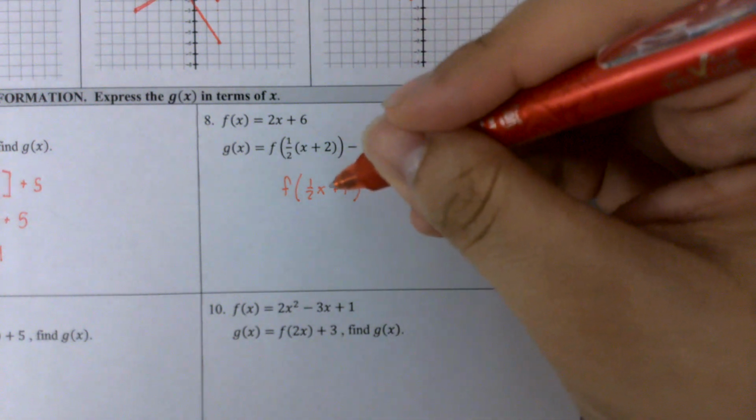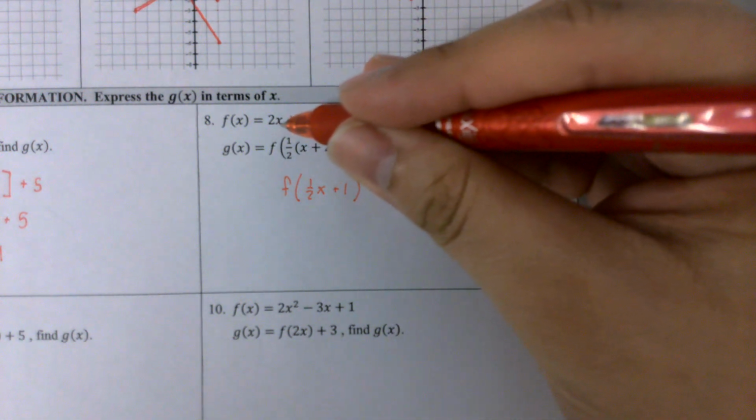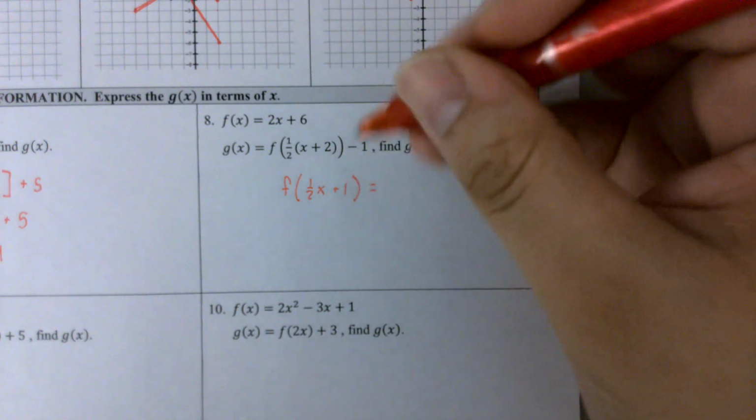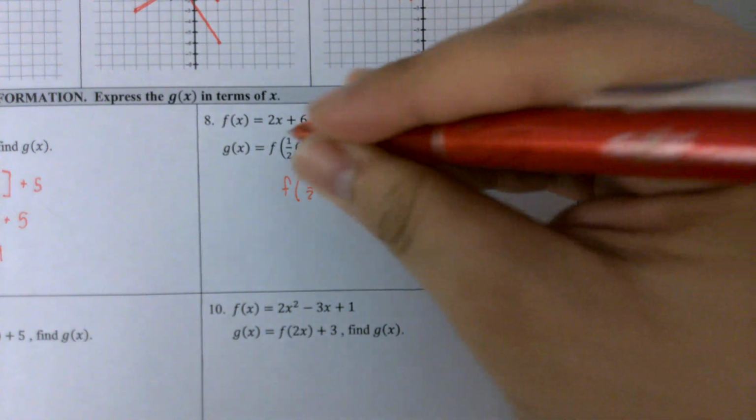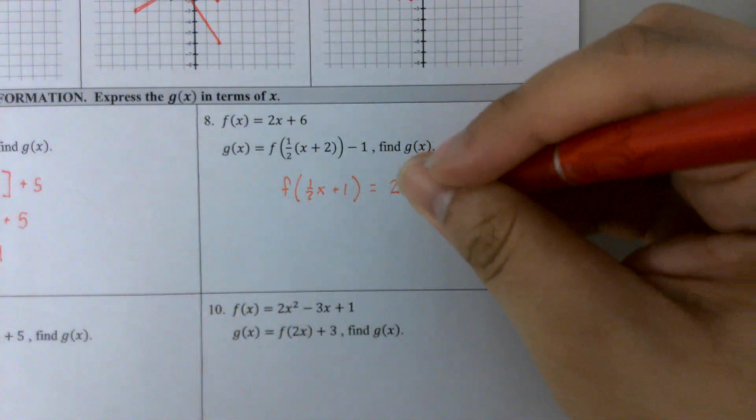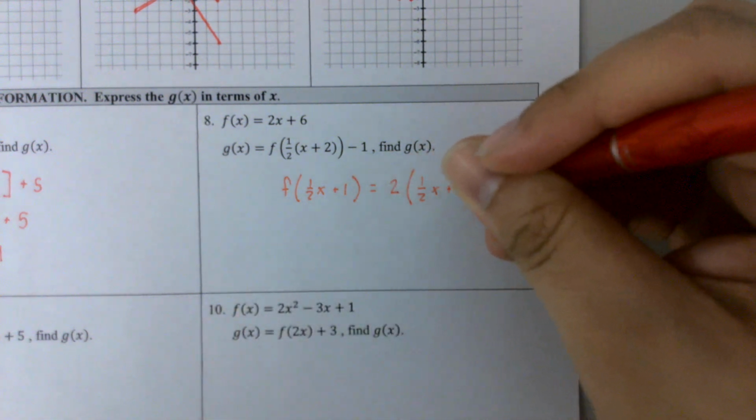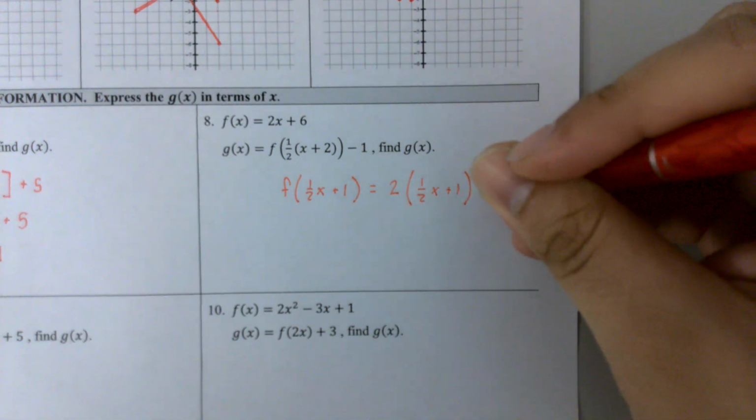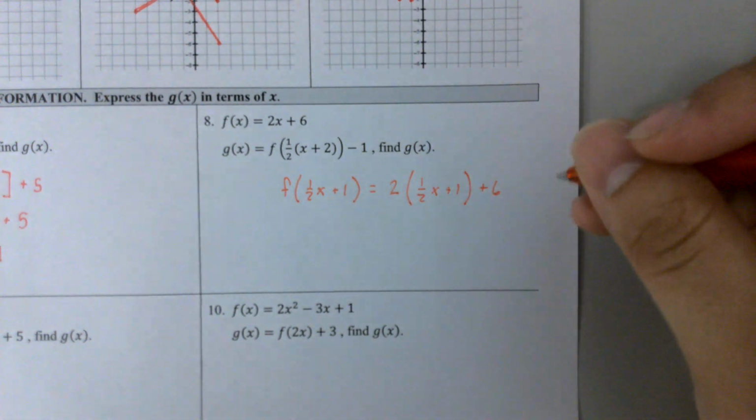Well, that means that we have to replace x in this function f with all of this. That means that we have 2 times our new x, which is all of that, [1/2 x plus 1], and then we're going to add 6 to whatever that is.